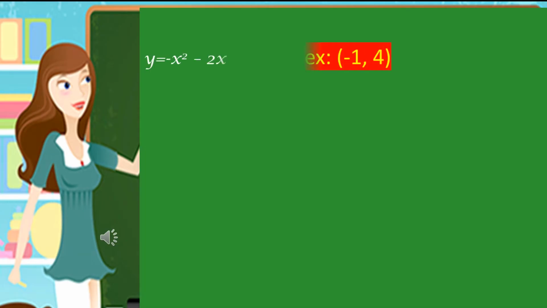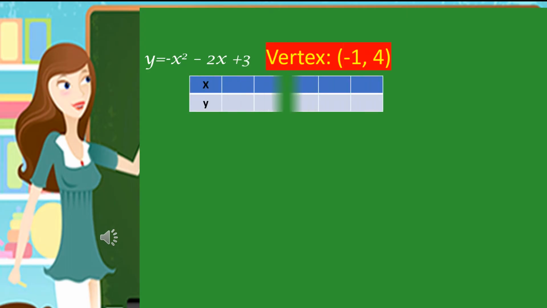Now that we have vertex is negative 1, 4, let us use the table of values to find the other points of the graph, by generating the value of y using the table of values. So let us write the values of vertex to the table of values, then, write the values of x in the left of which is negative 2 and negative 3, then, to the right of negative 1 we have 0, and 1. Then, let us find the values of y by substitution method.